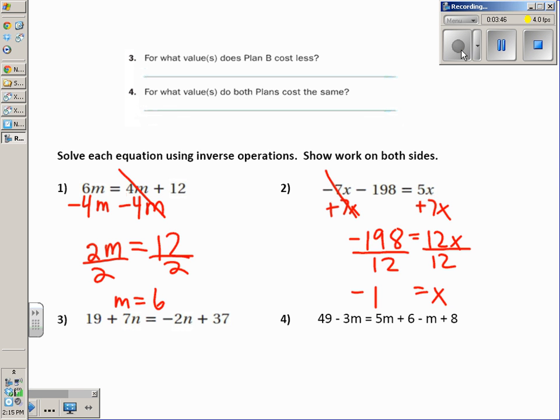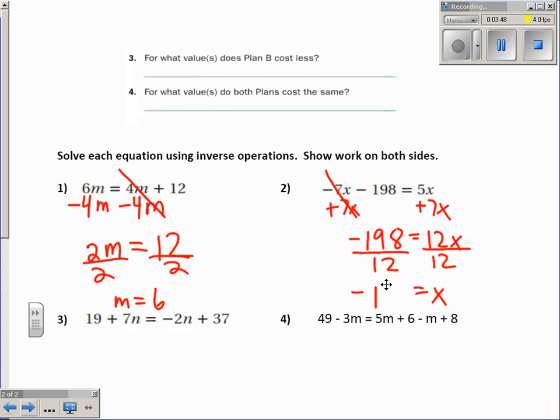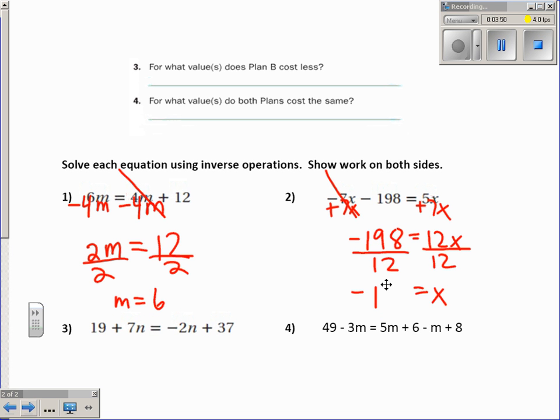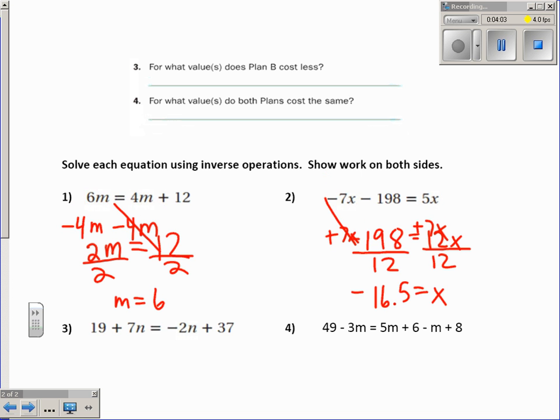And guess what? That actually doesn't go in evenly. It's 6.5. So we end up getting negative 16.5 equals x. The one thing that we didn't do is we didn't go back and plug in the answer to see if this made sense. So let's go back to example 1, and we're going to plug 6 in for the m's.